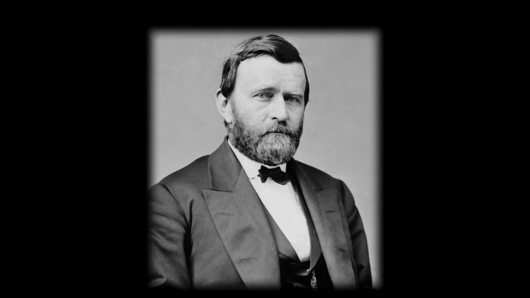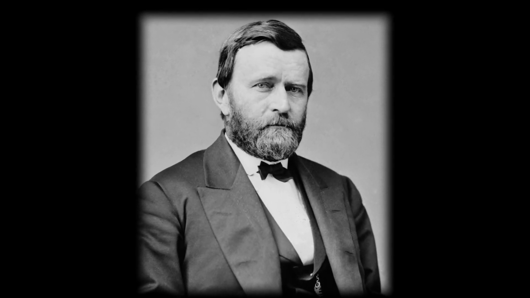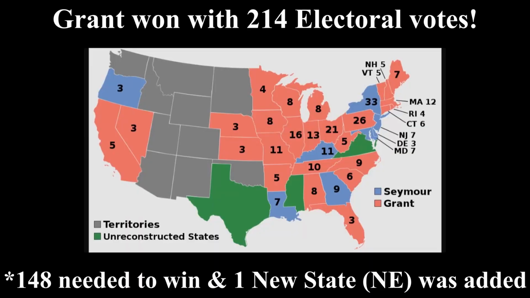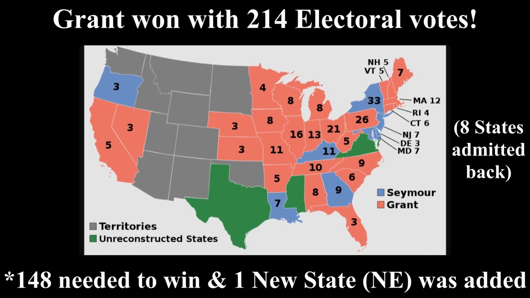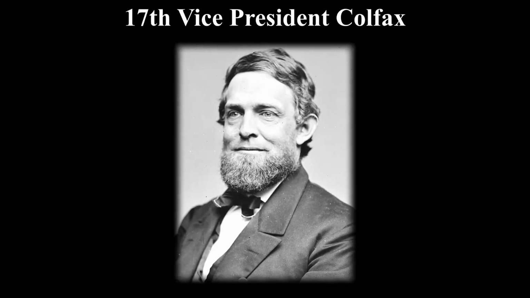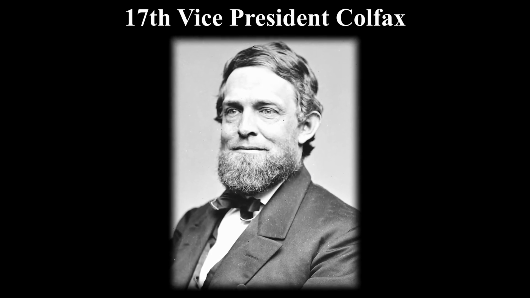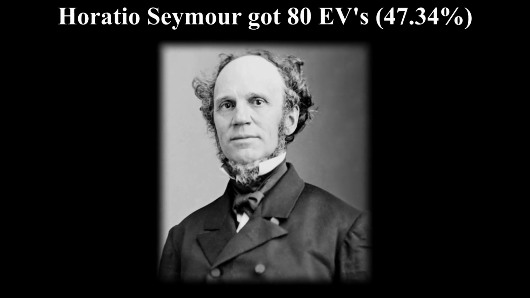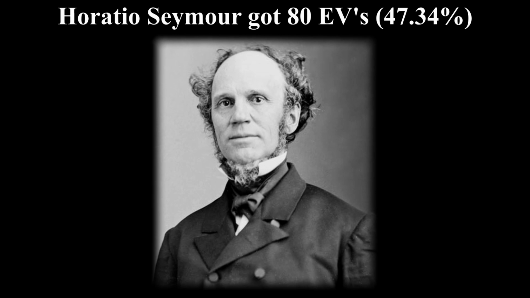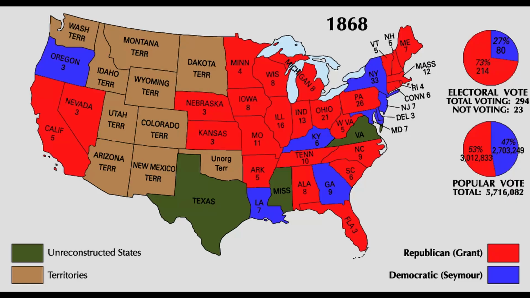And the winner was Ulysses S. Grant, becoming the 18th president in American history. Grant won with 214 electoral votes, with 52.66% of the vote, and Colfax became the 17th vice president in American history. Seymour got 80 electoral votes, but with 47.34% of the vote.